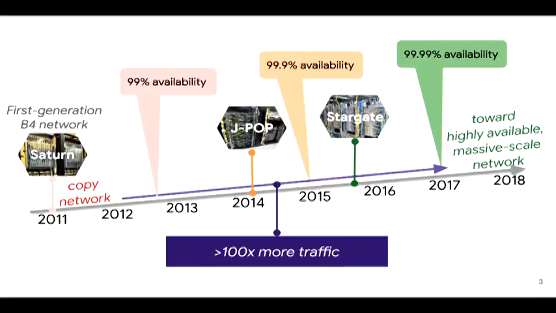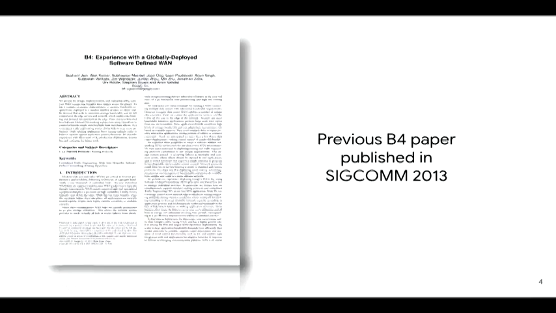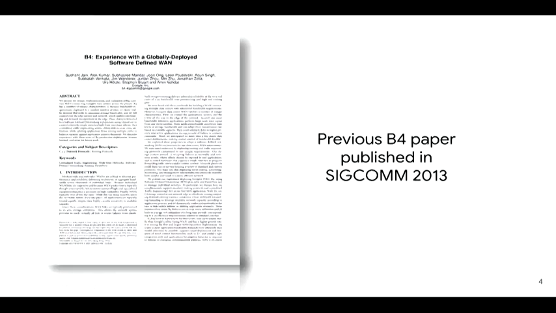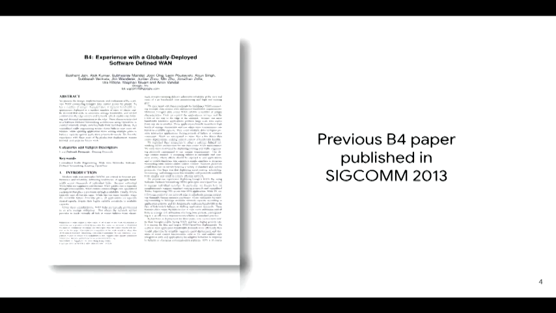So in this talk, I'm going to present our 5-year experience in evolving B4, Google's globally deployed software-defined WAN, from a content copy network, which offers 99% availability, to a highly available backbone network with 4 nines of availability, while at the same time supporting 100x more traffic. And this is a follow-up to our previous paper originally published in SIGCOMM 13.